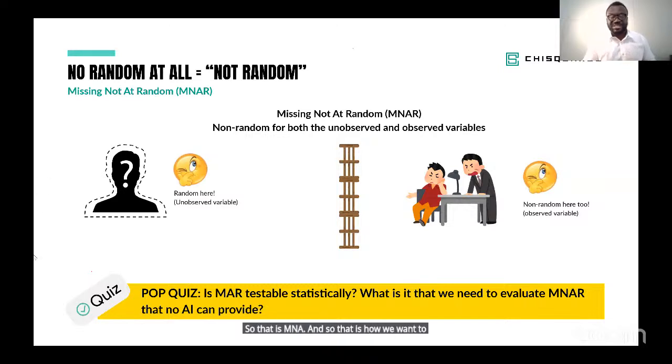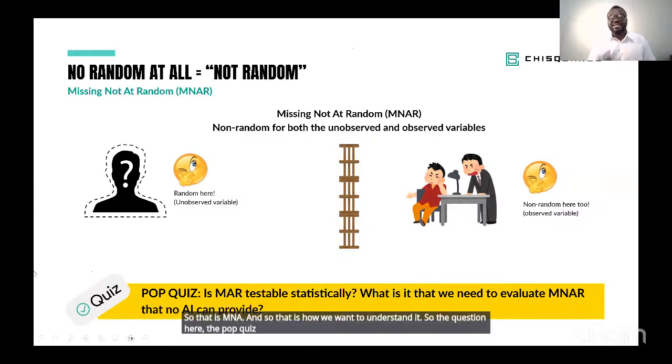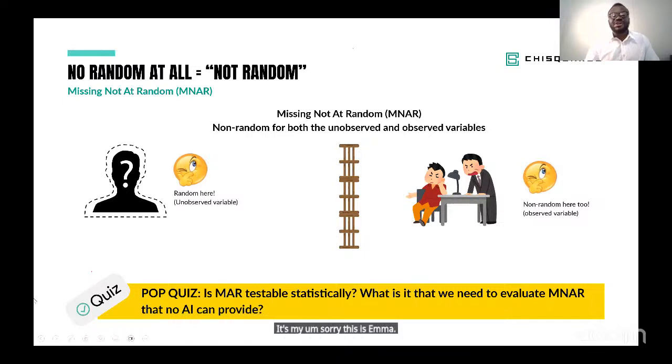So the pop quiz for you was: is MNAR, missing not at random, testable statistically? This is MNAR, not MAR. What are your thoughts? Is missing not at random something we can test statistically? Yes or no?